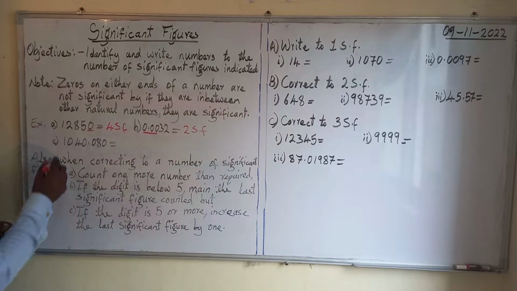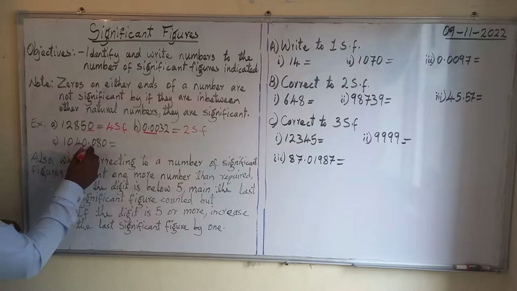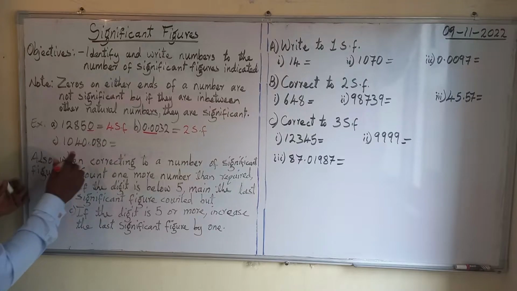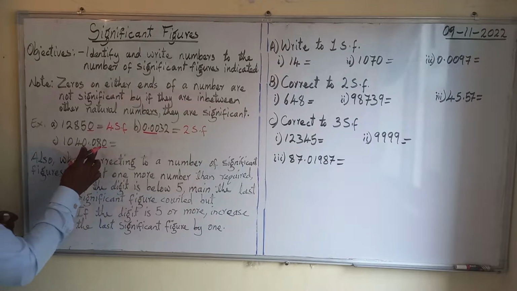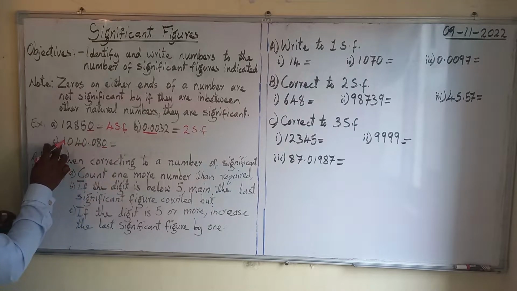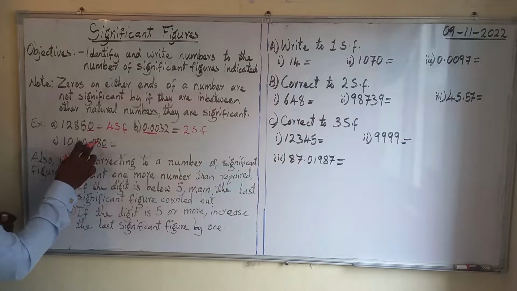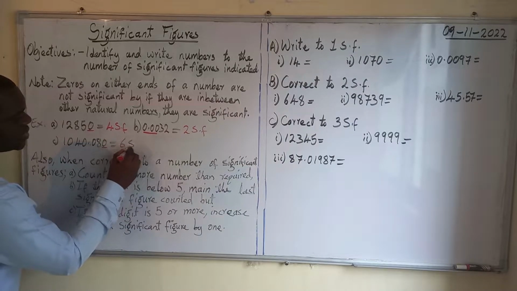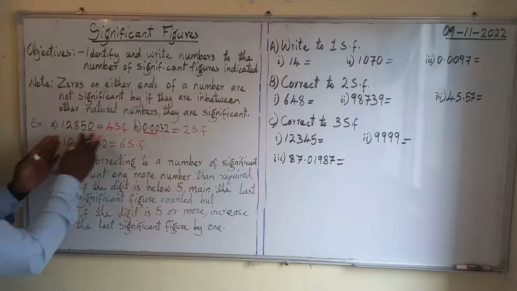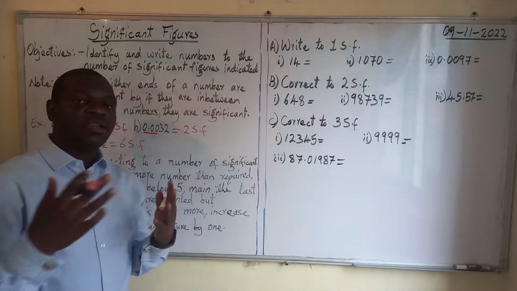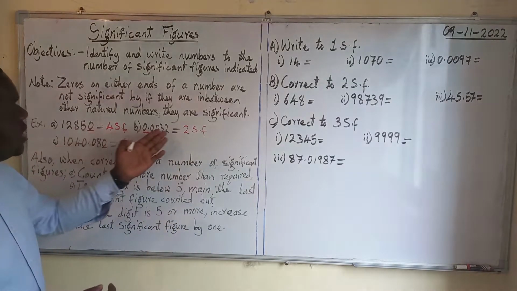The third example: here the 3 first zeros are in between natural numbers, but this 0 is not. So we don't consider this one. We consider 1, 2, 3, 4, 5, 6. Here there are 6 significant figures. So this is how we can count the number of significant figures in a number.